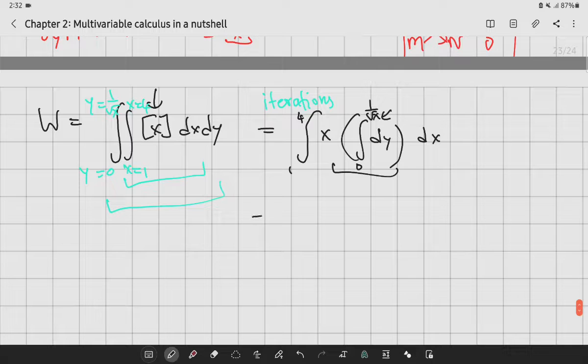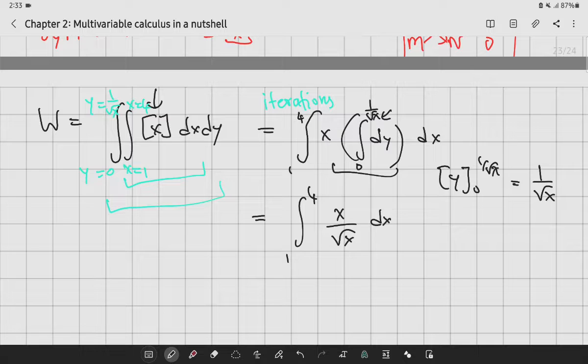Okay, so what will I have? This will be y from 0 to 1 over square root of x. This is simply going to give me 1 over square root of x. So I'll have x over square root of x dx from 1 to 4. Right? This is coming from here, this square root of x.